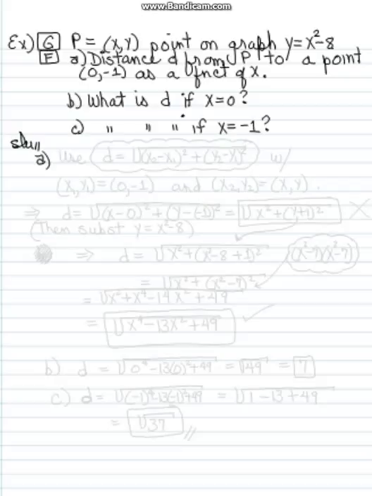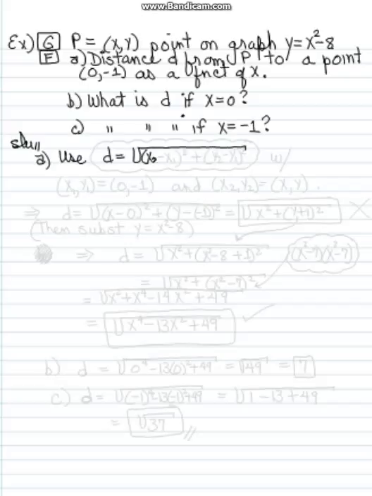That's part A. For part B, what is this distance d if the x value happens to be equal to 0? And part C, what is this distance d if the x value happens to be equal to -1? So let's start with part A, finding the distance. We're going to use the distance formula.